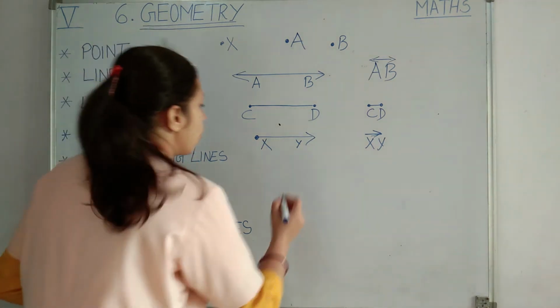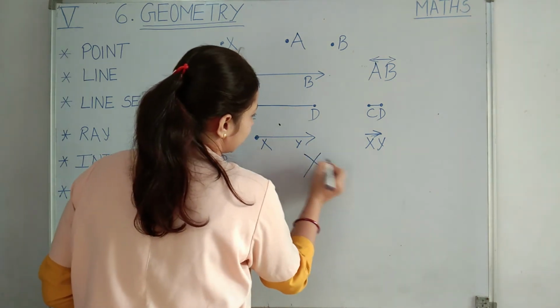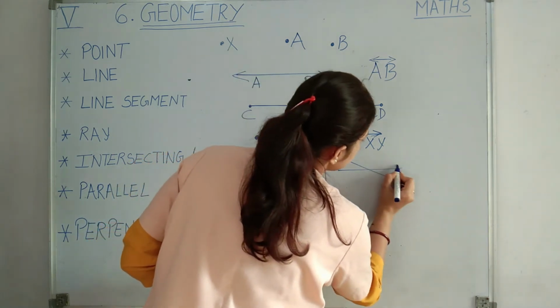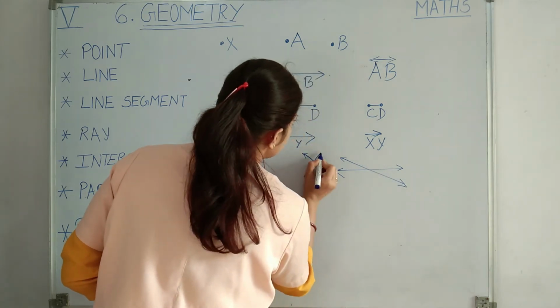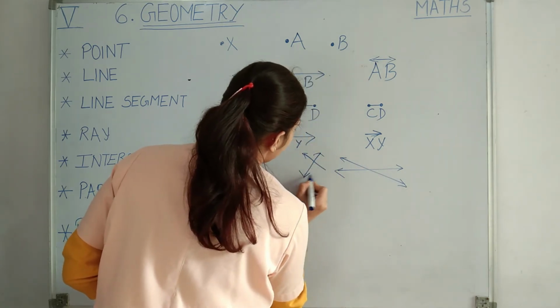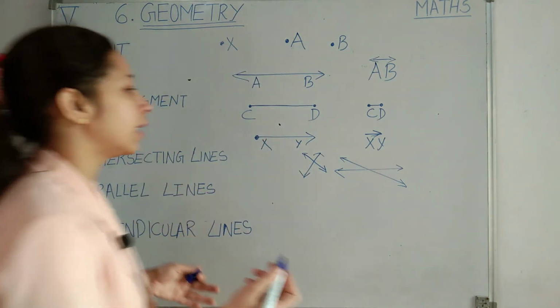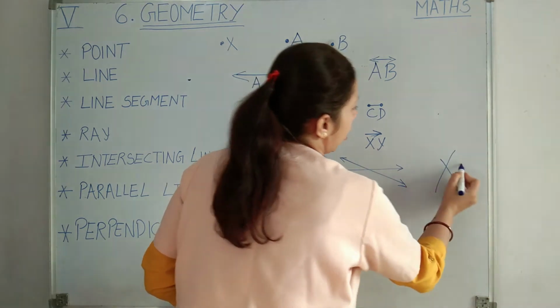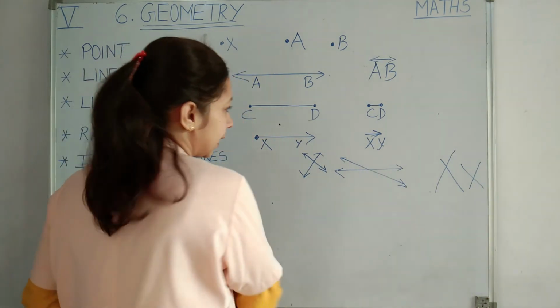Always remember, when two lines cross each other, suppose like this or like this, you can see now these lines are crossing each other, isn't it? So such lines are known as intersecting lines. Any way it can cross, like this or like this, these will be known as intersecting lines.